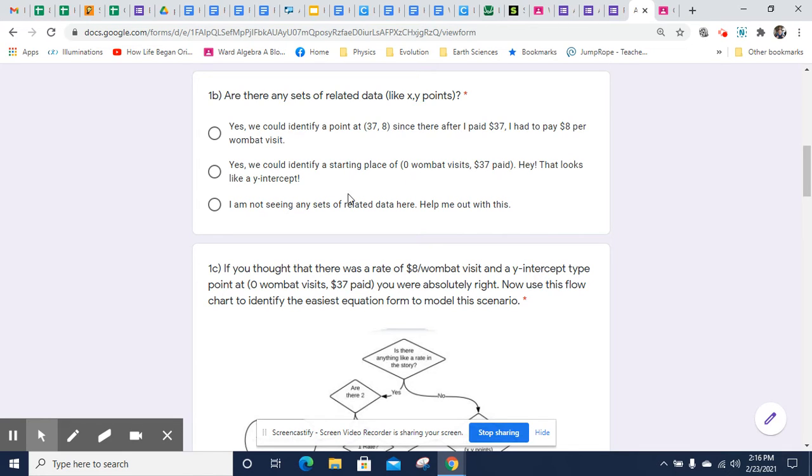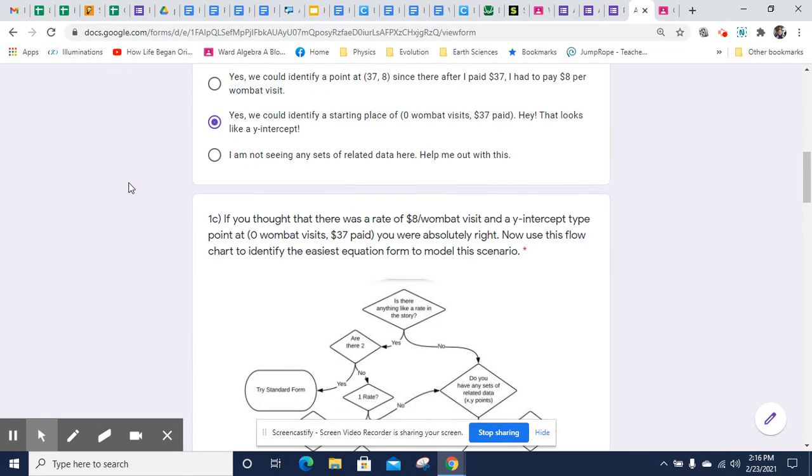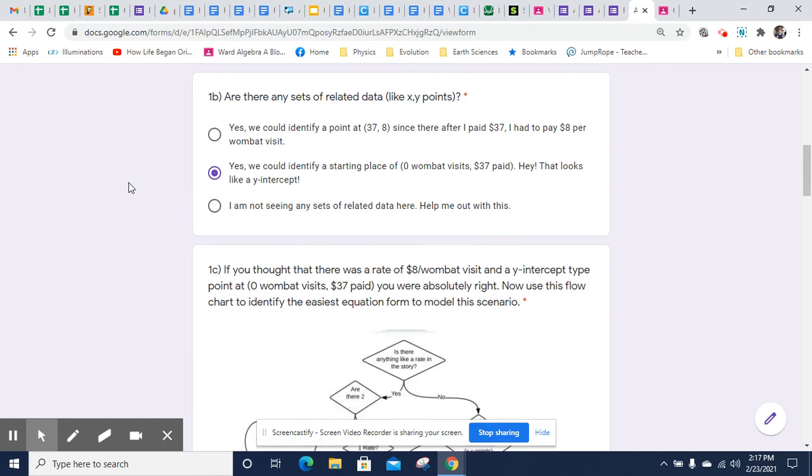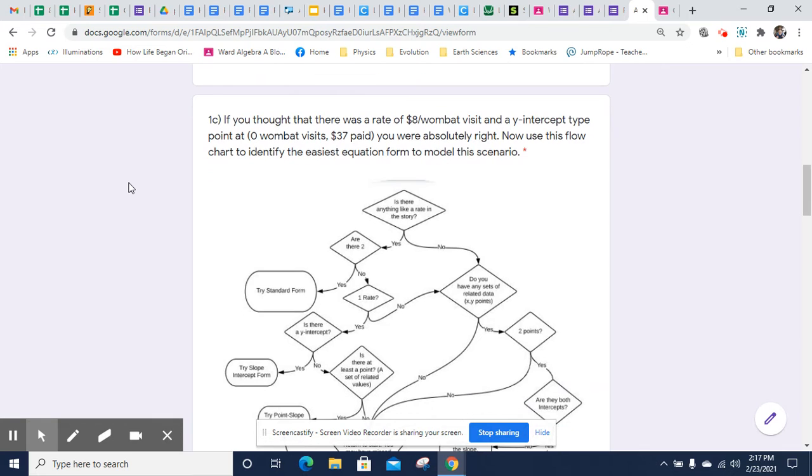And that looks like a y-intercept. So that is a y-intercept. Y-intercepts are often a starting place where the input is still 0 and there is some output that has some value. So if you thought that the rate was $8 per Wombat visit and a y-intercept type point at 0 Wombat visits, $37 paid, you were absolutely right.